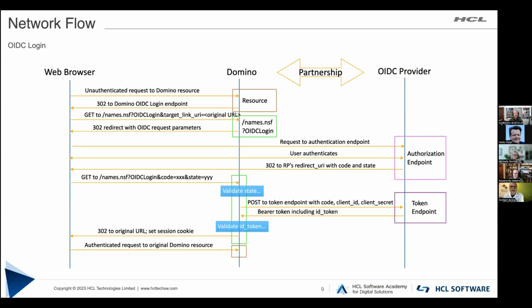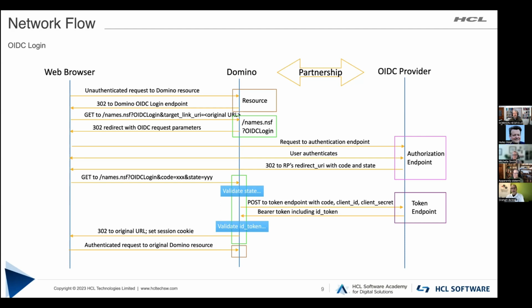In this scenario, the same thing happens. The user makes an unauthenticated request to a Domino resource, but instead of sending them directly to the OIDC provider, due to the way the protocol works, we need to send them to another internal endpoint first, which in 12.0.2 is names.nsf?OIDCLogin. We preserve their original URL and the target link URI parameter. And then that command handler will build the 302 redirect that the OIDC client did in the previous diagram.